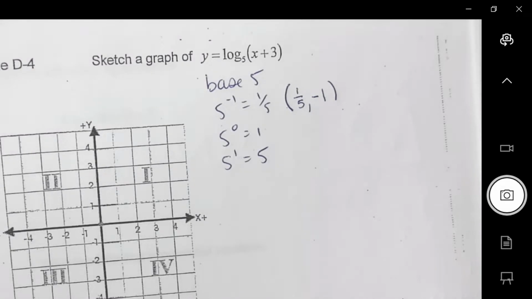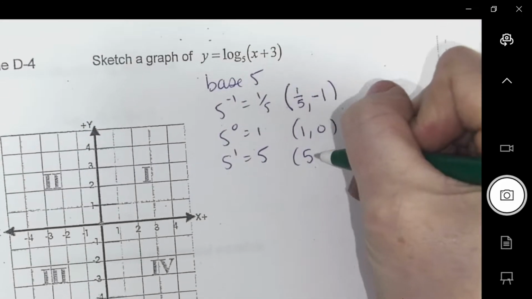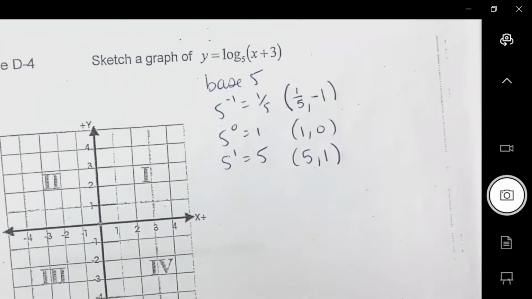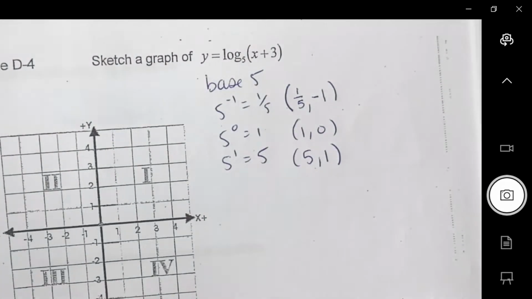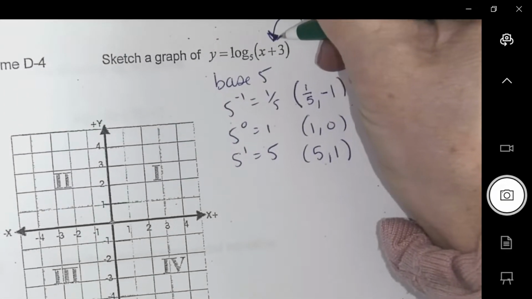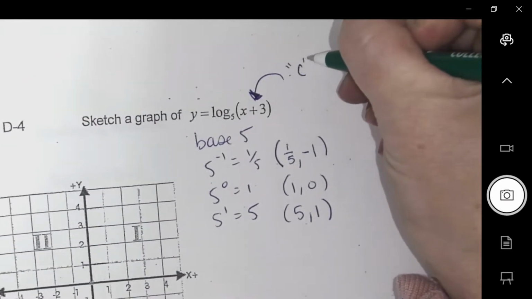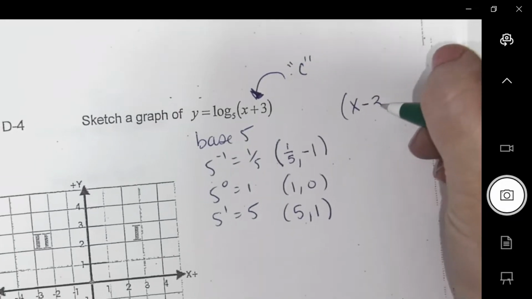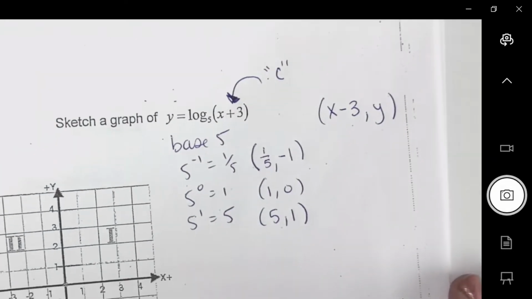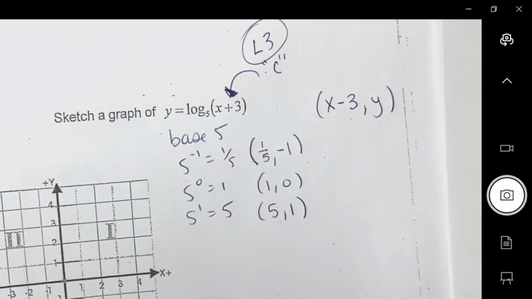Before, the exponent was the input, result was the output. Now my result is the input, the exponent's the output. Okay, so there's my 3 basic points, and then what? A, B, C, D stuff. That's a C. So x minus 3. I'm moving left 3. I'm going to have to move left 3.